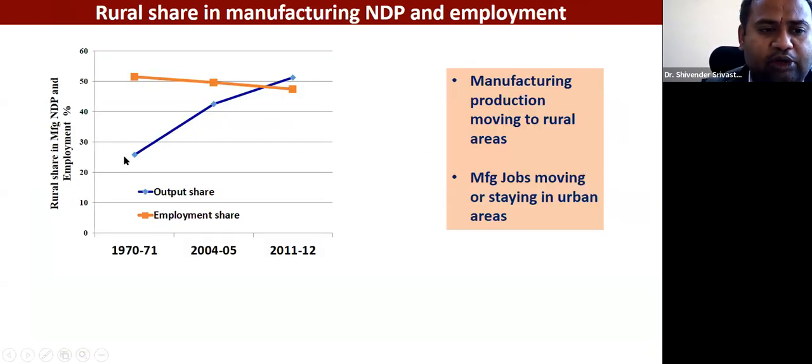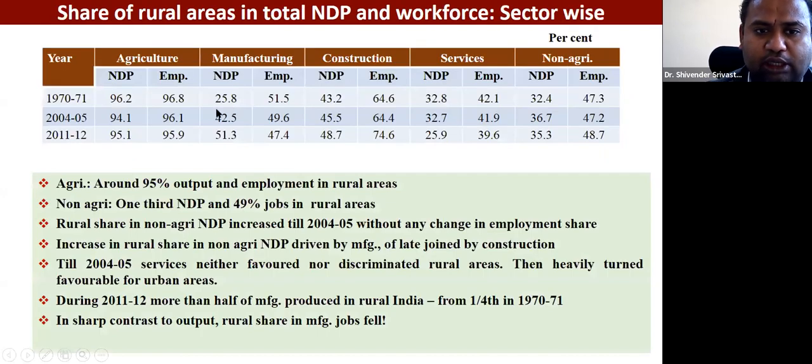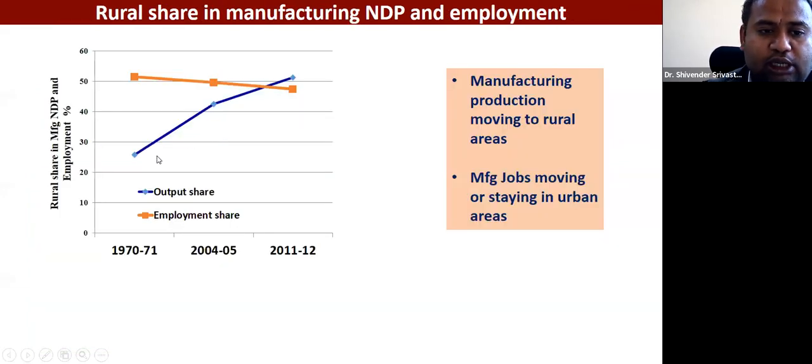Similarly, the manufacturing sector, which I showed here, shows how its share has increased from 25 to 51. So you can see a drastic improvement: the rural share in manufacturing sector output has almost doubled, but employment has not increased. In fact, it's almost stagnant. So that's how we say this.